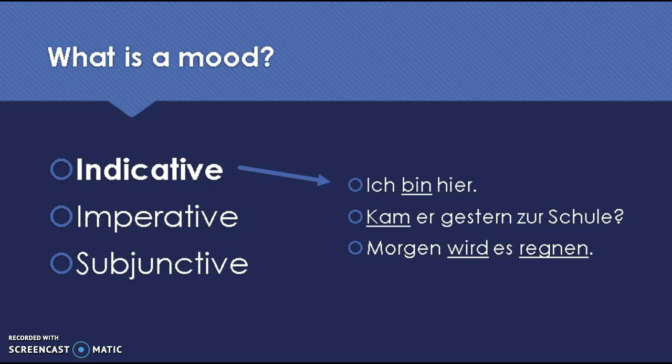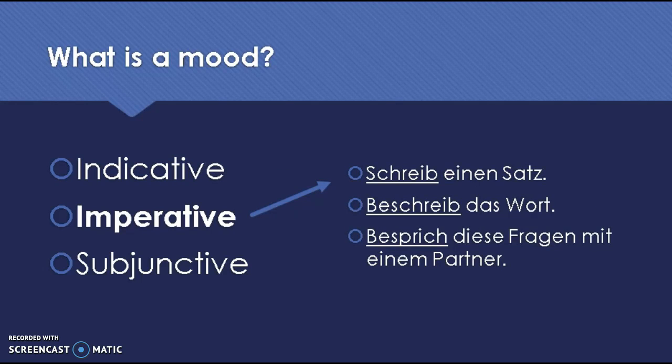So for instance, ich bin hier, I am here. Kam er gestern zur Schule? Did he come yesterday to school? Morgen wird es regnen. Tomorrow it will rain. Those are all statements of fact. It expresses a real situation, whether that's past tense, future tense, or present tense.